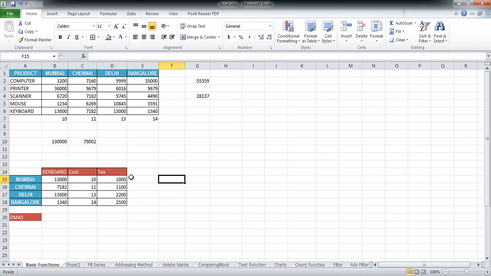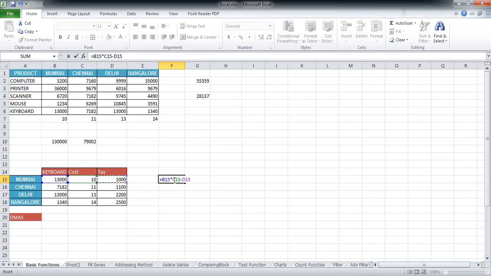Now I want to find out the value of the sales of keyboards in the city of Mumbai in India. So I go to a required cell, begin with the equal to sign, and multiply the number of sales of keyboards in Mumbai by the cost of the keyboard and subtract the tax out of it. Now, just a question over here.